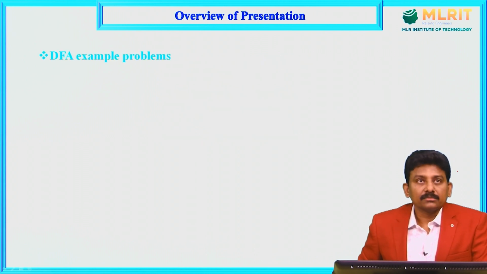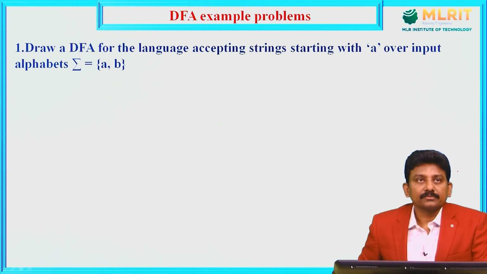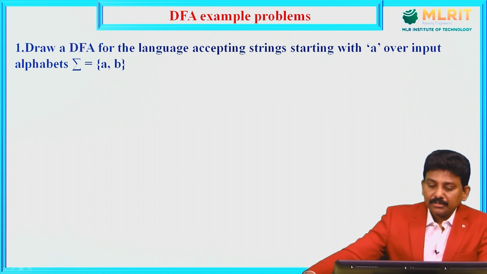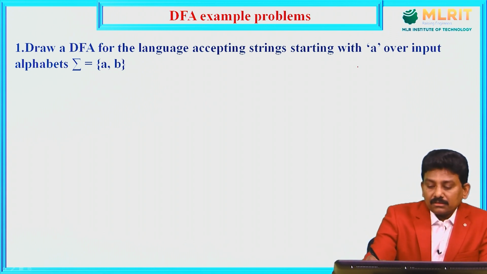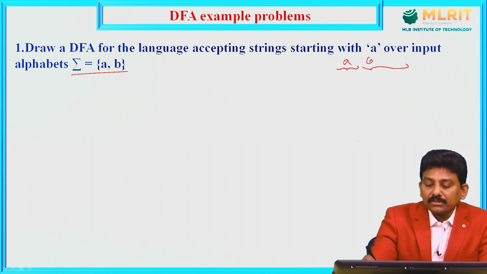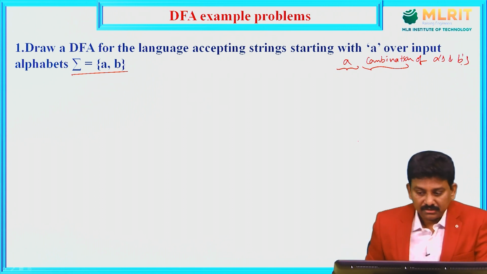Today's problem is DFA example problems. Draw a DFA for the language accepting strings starting with A over input alphabet A comma B. Here, the input alphabet is A comma B. The first symbol should be A. The remaining symbols are any combination of A's and B's.